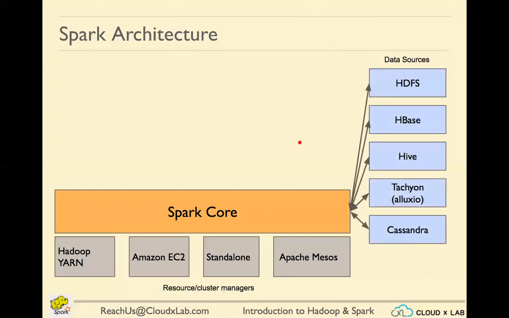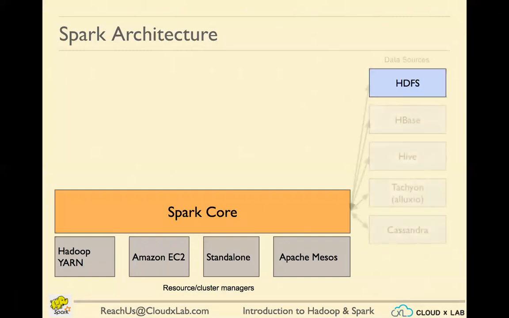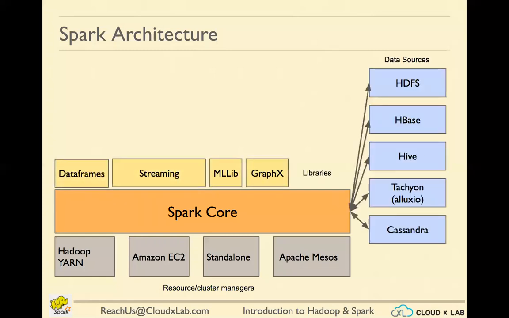Now, using Spark, we can read the data. The core of Spark has these functionalities: the ability to execute anywhere, and the ability to read the data from HDFS, HBase, Hive, Tachyon, and now it's called Alluxio, and Cassandra. So using Spark, you can read the data from all kinds of data sources and all kinds of formats.